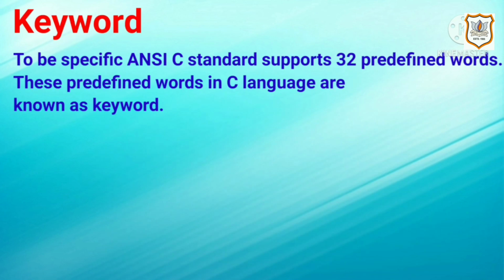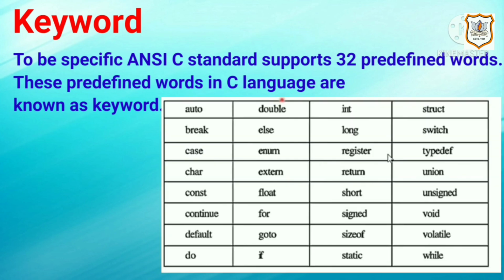Next topic is keywords. To be specific, the ANSI C standard supports 32 predefined words. These predefined words in C language are known as keywords. Each keyword has a predefined meaning associated with it. This table shows the list of the keywords available in ANSI C.